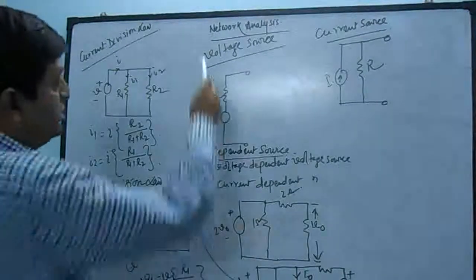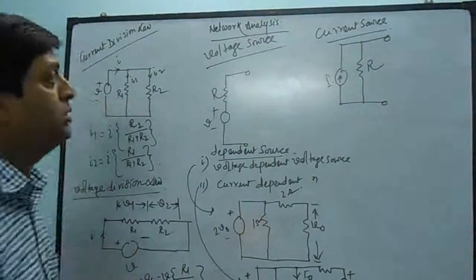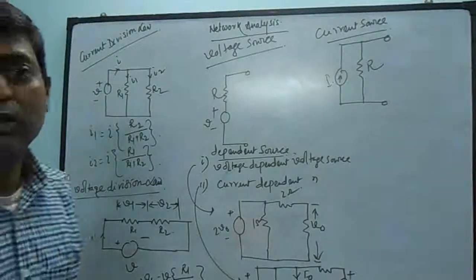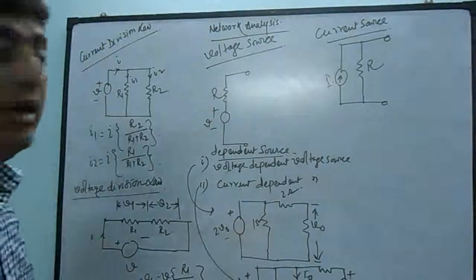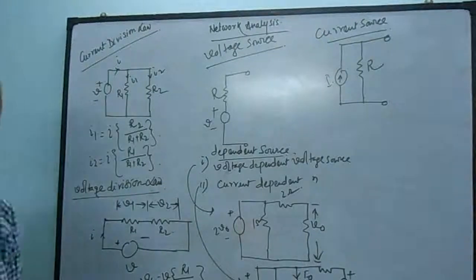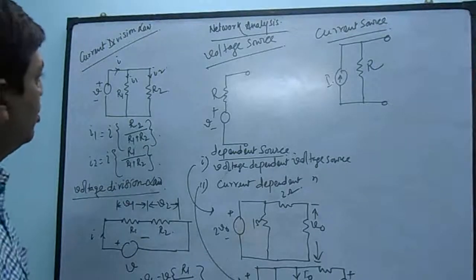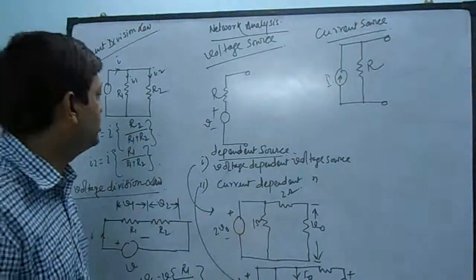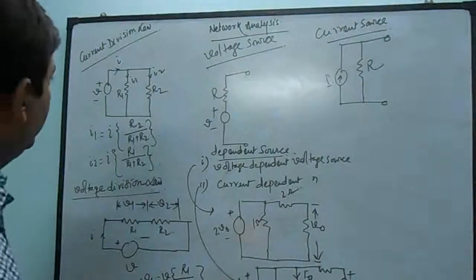Network analysis. Before we start network analysis, it is very important to understand some topics. Topic number 1, that is current division rule. When current will be divided: if two or more resistances are in parallel, then the current will be divided into different branches.